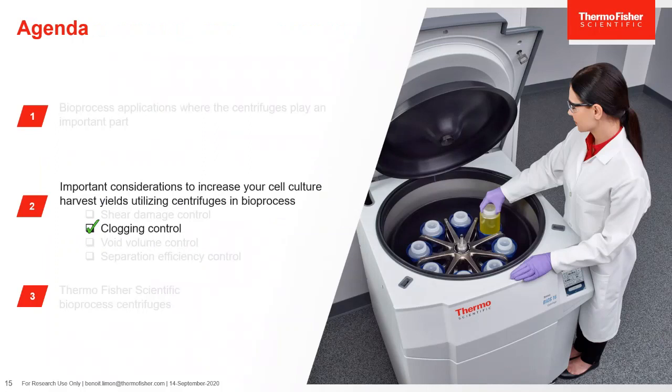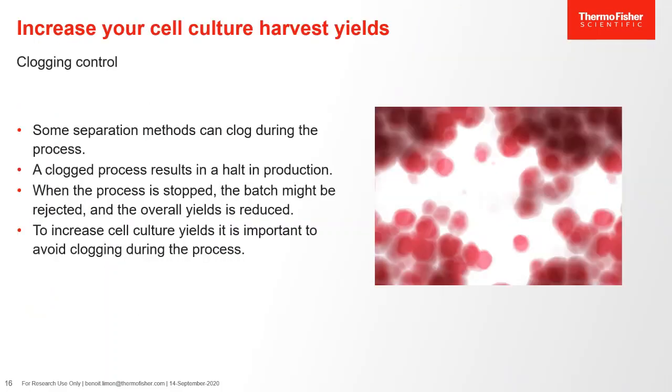Next is clogging. Clogging is another concern that ultimately affects harvest yields. So Benoit, will you please help explain why it's important, what methods are prone to clogging? Yes, Titi, let's look into the clogging control. Some separation methods can clog during the process, and a clogged process results in a halt of production. When the process is stopped, the batch might be rejected and the overall yield is reduced. To increase the cell culture yields, it's important to avoid clogging during the process.